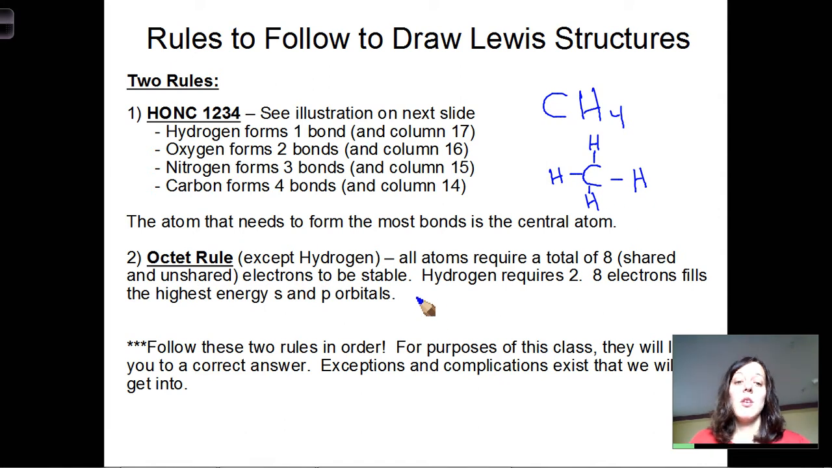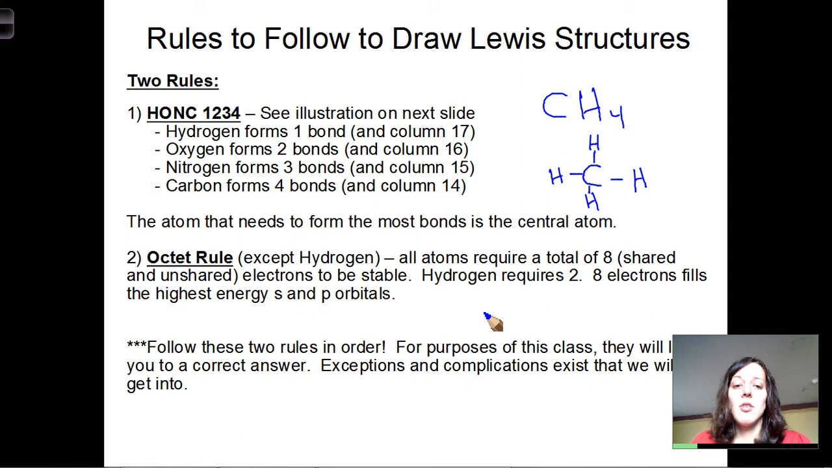The second rule that you follow is called the octet rule, except for hydrogen. All atoms require a total of 8 shared as well as unshared electrons to be stable. These unshared electrons are our lone pairs that I had talked about on the previous slide. Hydrogen only requires 2, as well as helium, but helium doesn't bond with anything else. You can call it the duet rule if you want to. It doesn't matter to me. Just remember that hydrogen will only ever form one bond, and it never ever has lone pairs. This makes hydrogen stable, just that one bond.